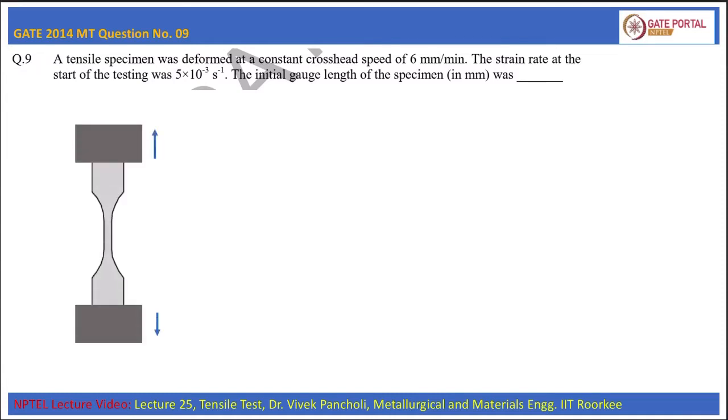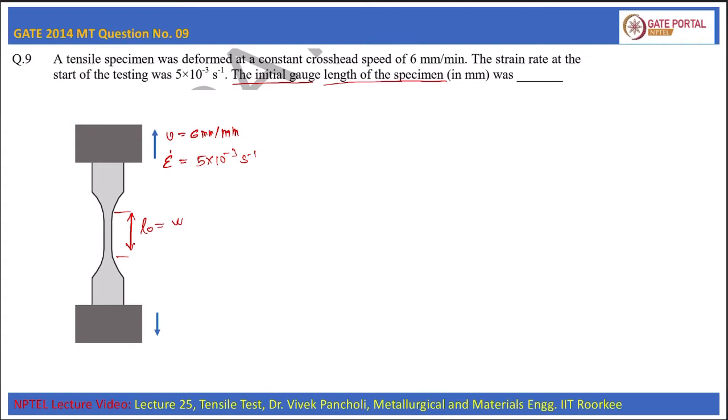This is a tensile specimen which is being pulled by the crosshead at the speed of 6 mm per minute, and the strain rate at the start of the testing is given to us, that is 5 × 10^-3 second inverse. We have to calculate the initial gauge length of the specimen, that is L0.